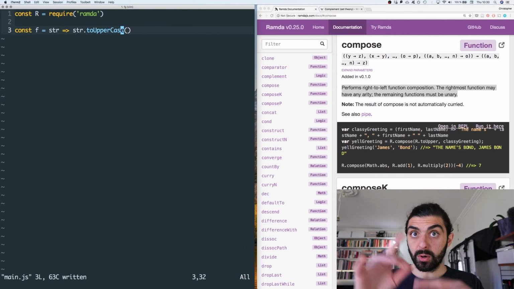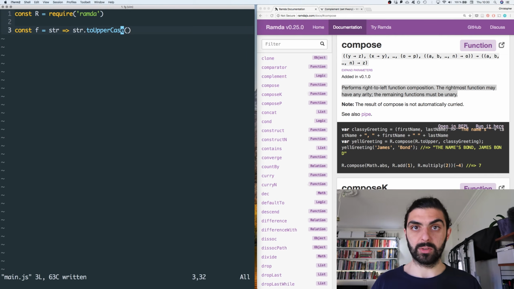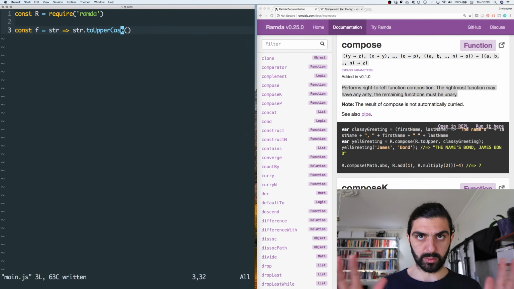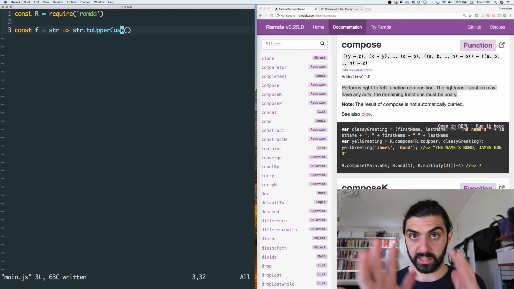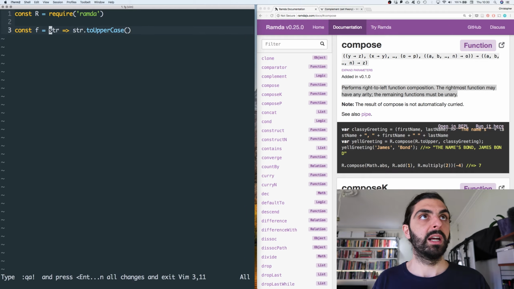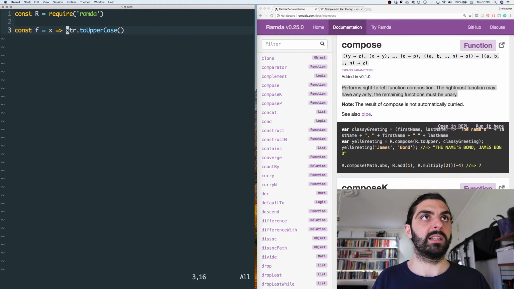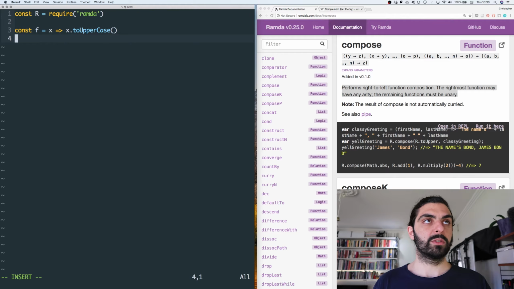And of course, clearly there are Ramda functions for doing the things that I'm about to do, but I'm just doing something very simple so that we can focus on the idea of function composition and don't get confused about different parts of Ramda. And actually, let me just say x here, instead of a string. So f is a function that takes an x and uppercases that x.